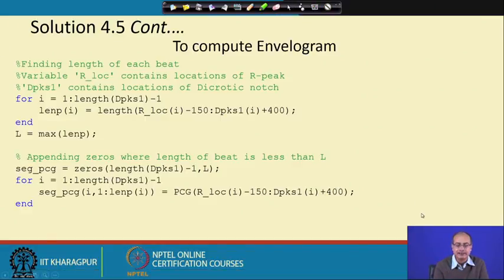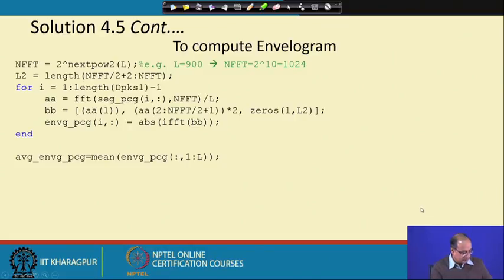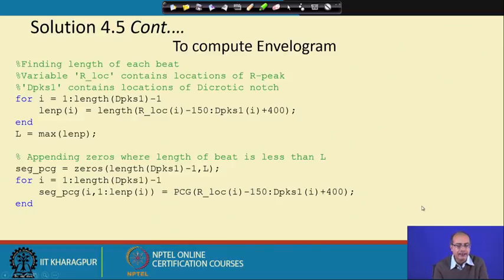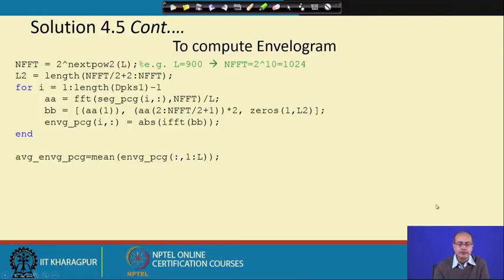So, let us proceed. Once we have the length of the beat, we have to find out how to take the Fourier transform, and invariably we are looking for the FFT for that purpose. For the FFT, the length should be of the form 2 to the power n. So, we are trying to find the length. For example, in this case the maximum length L is 900, so the next value which is 2 to the power n is 1024.